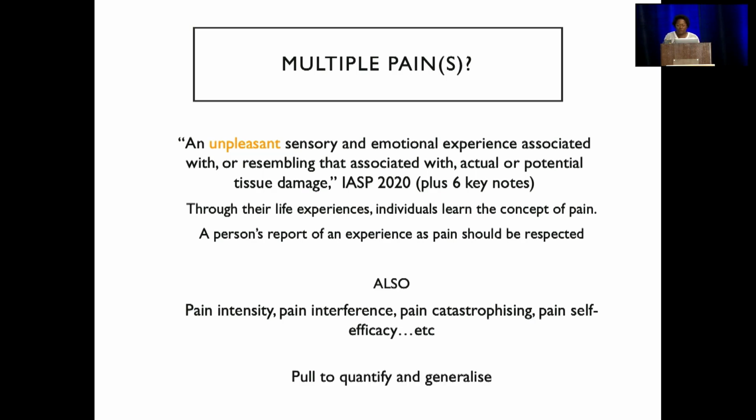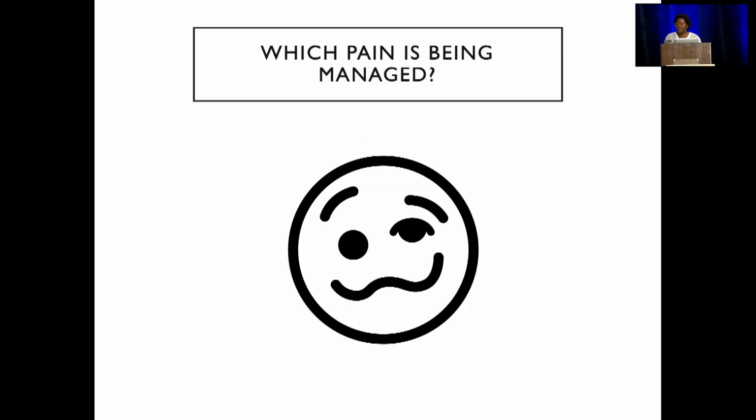And perhaps this pull to quantify and generalize is impeding some of our efforts to work with people who are experiencing pain. For when someone presents in front of you or in your research lab, you could ask, which pain is being managed if there's so much going on? And we're faced with quite a lot of these myths and debates, either on social media or in our clinical practice. So is it acute or chronic or subacute? Is it chronic or is it persistent? Is it neuropathic? Is it nociplastic? Is it biological, psychological, social, etc.?